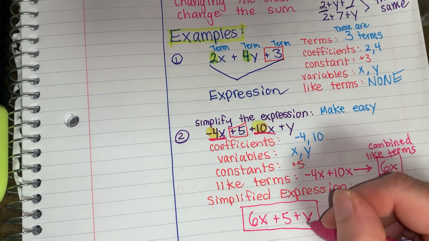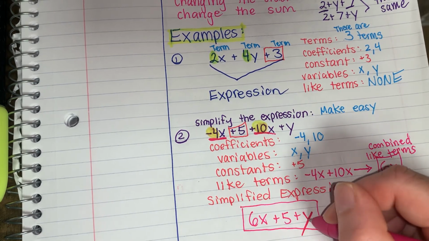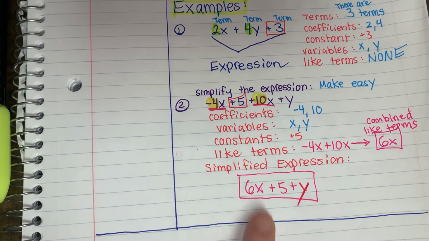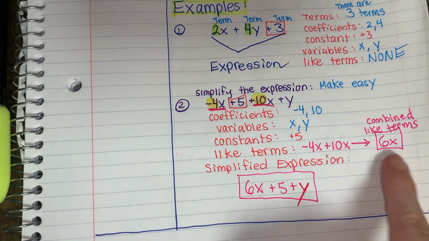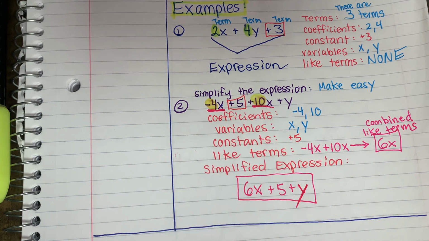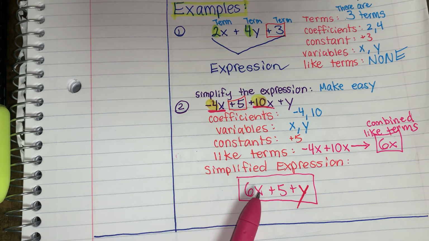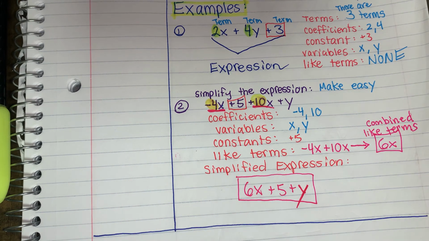And that is a y. I don't know, my y's aren't looking like y's today. That is the simplified expression. After we combine like terms, we basically made it simpler. We made it easier to work with. Before we had 1, 2, 3, 4 terms. Now we only have 1, 2, 3.